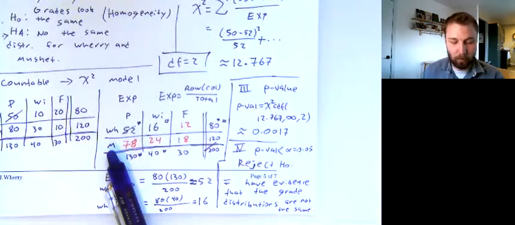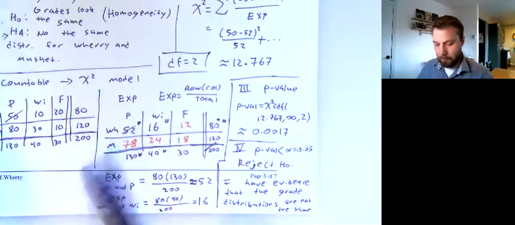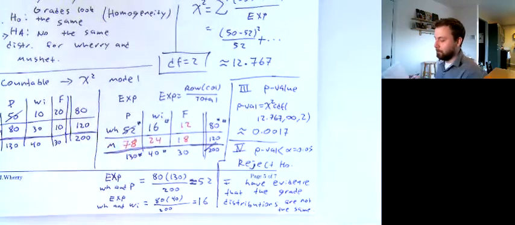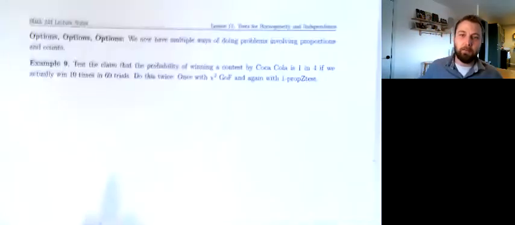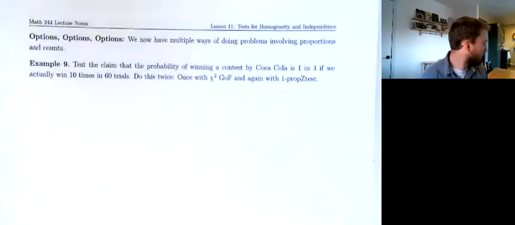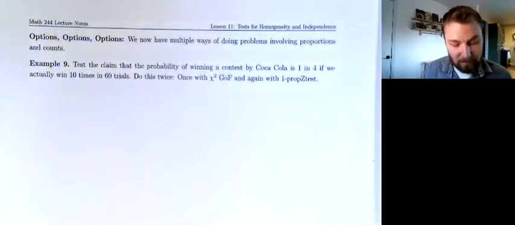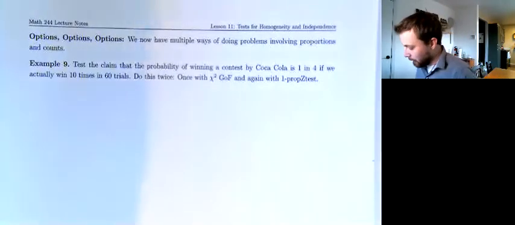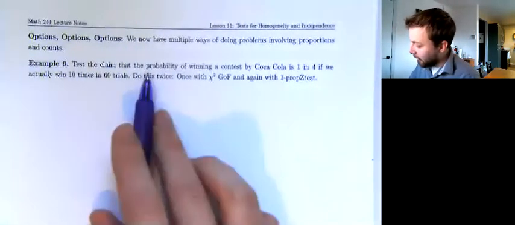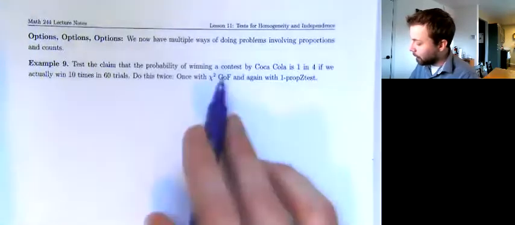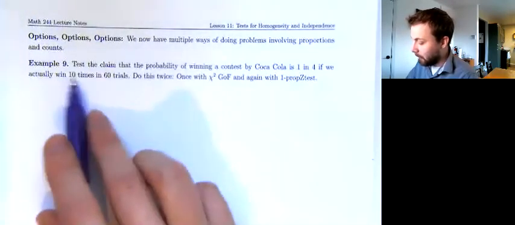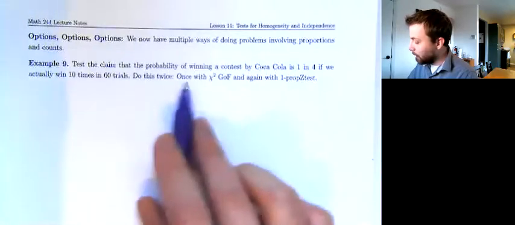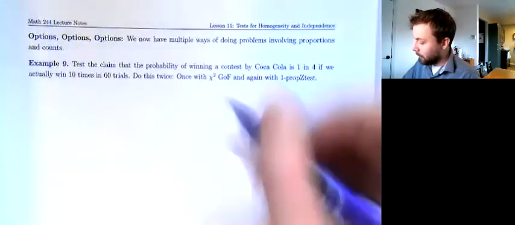I want to do just one or two more quick problems with you here. I'm looking at the final page of this particular packet. And I'm going to do the same problem in two different ways, just side by side, so you can see what this looks like. Test the claim that the probability of winning a contest by Coca-Cola is 1 in 4 if we actually win 10 in 60 trials. Do this once using goodness of fit and once using one proportion.